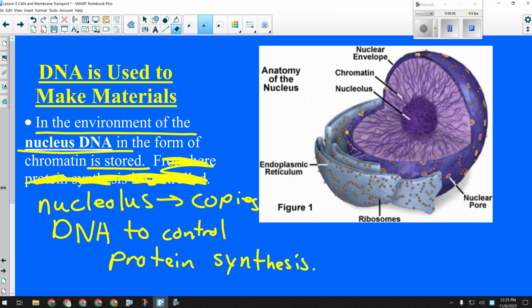Okay, so we're going to get into a little bit here of how the process of protein synthesis works. I'm going to explain it in a little bit more detail than you need to know it, but I'll tell you how much you need to know in terms of how protein synthesis works.